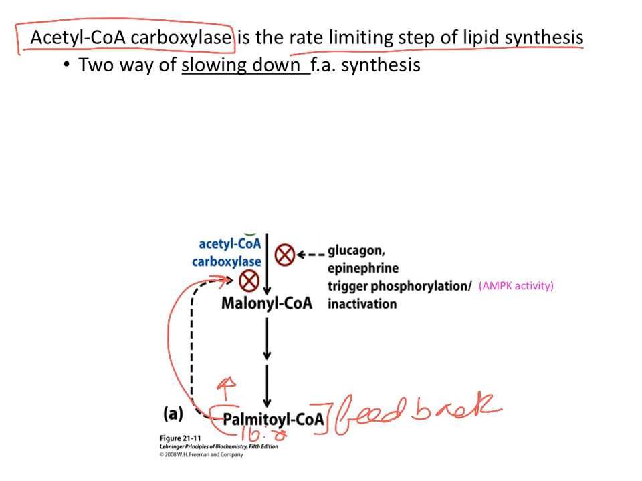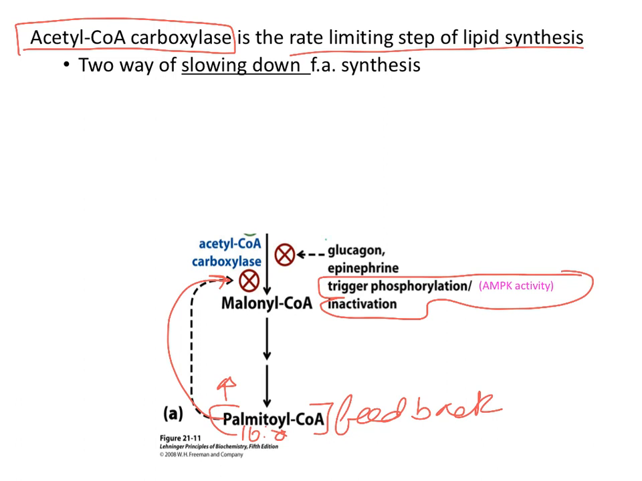And so if you've made a lot of those, then it's a signal to acetyl-CoA carboxylase to be like, okay, we're done making fat. We've got plenty of it. Time to shut down. So feedback inhibition is one of them. And then the second one is this one right here, which is to trigger phosphorylation or dephosphorylation of acetyl-CoA carboxylase, and we're going to talk about that in the next slide.